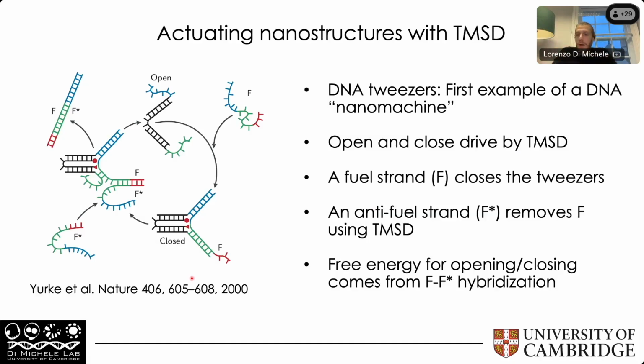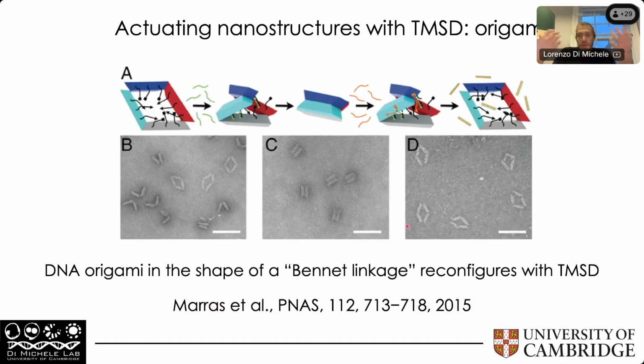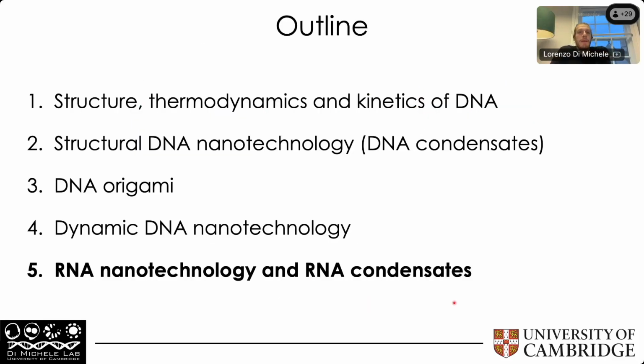This has been used to actuate DNA nanostructures. So the first example of a DNA nanostructure that could be opened and closed or reconfigured is this DNA tweezers. That is also the first demonstration of this toehold mediated strand displacement. Again, very key paper in DNA nanotechnology. And this has been used to reconfigure DNA origami in a few different ways. That's a very nice result of this quite complex DNA origami Bennett linkage from the group of Carlos Castro in Ohio State University.